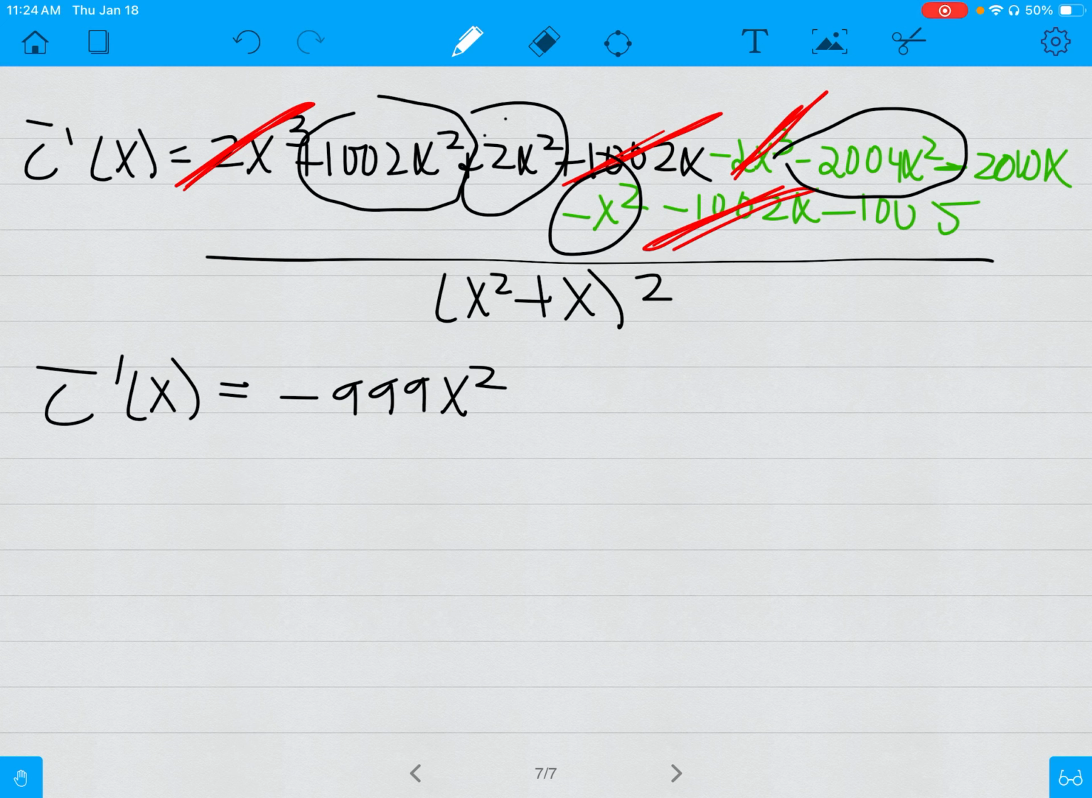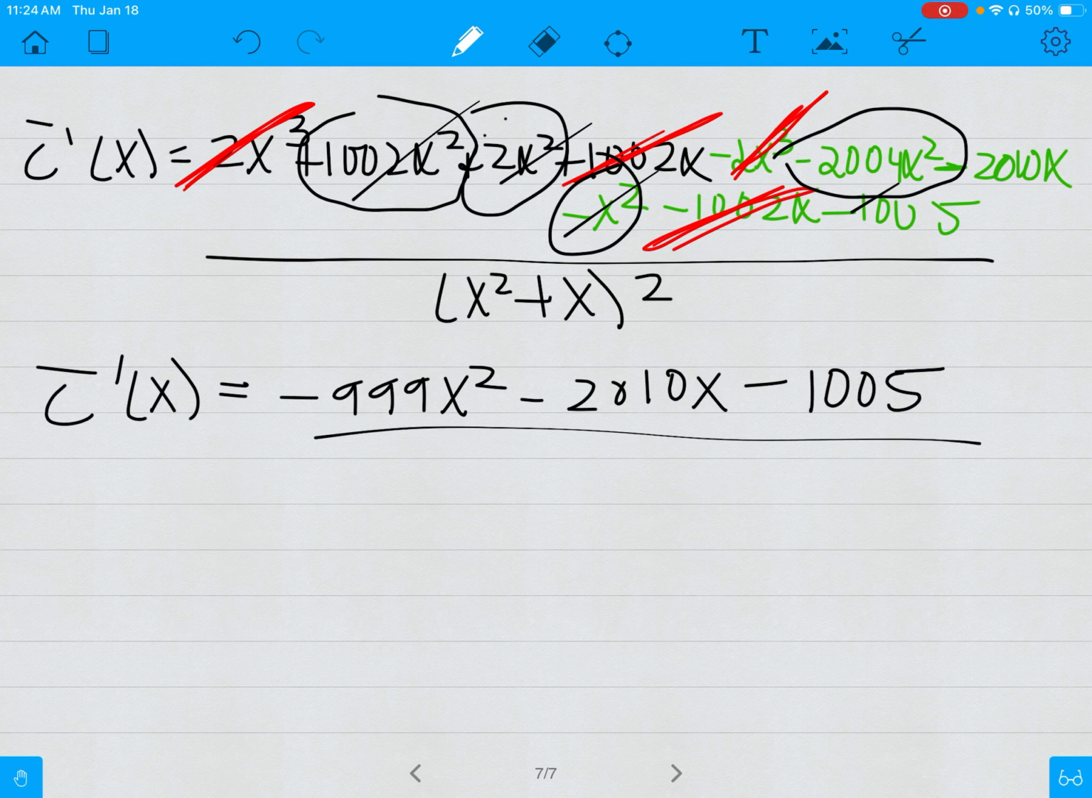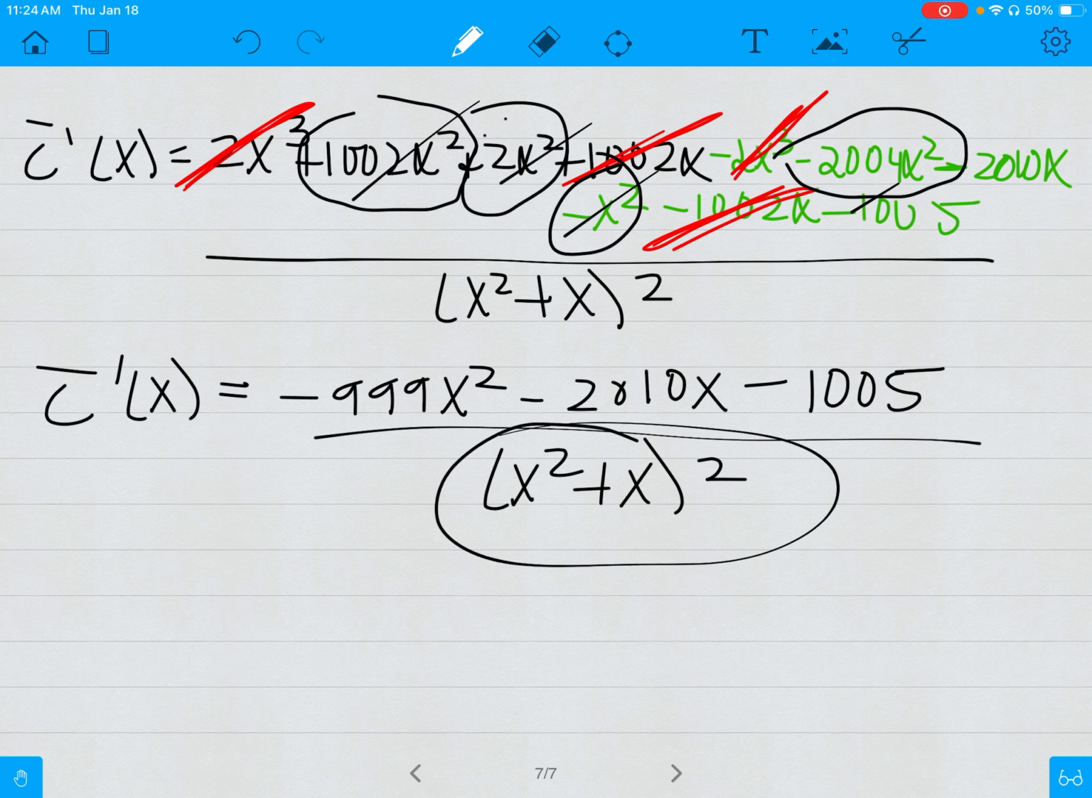Then I have a minus 2010x, minus 1005, over x squared plus x, quantity squared. And that's probably about as tidy as we need it to be. If you really wanted to FOIL together the binomial in the denominator, you could do that. But that's what we're looking at for our marginal average cost formula.